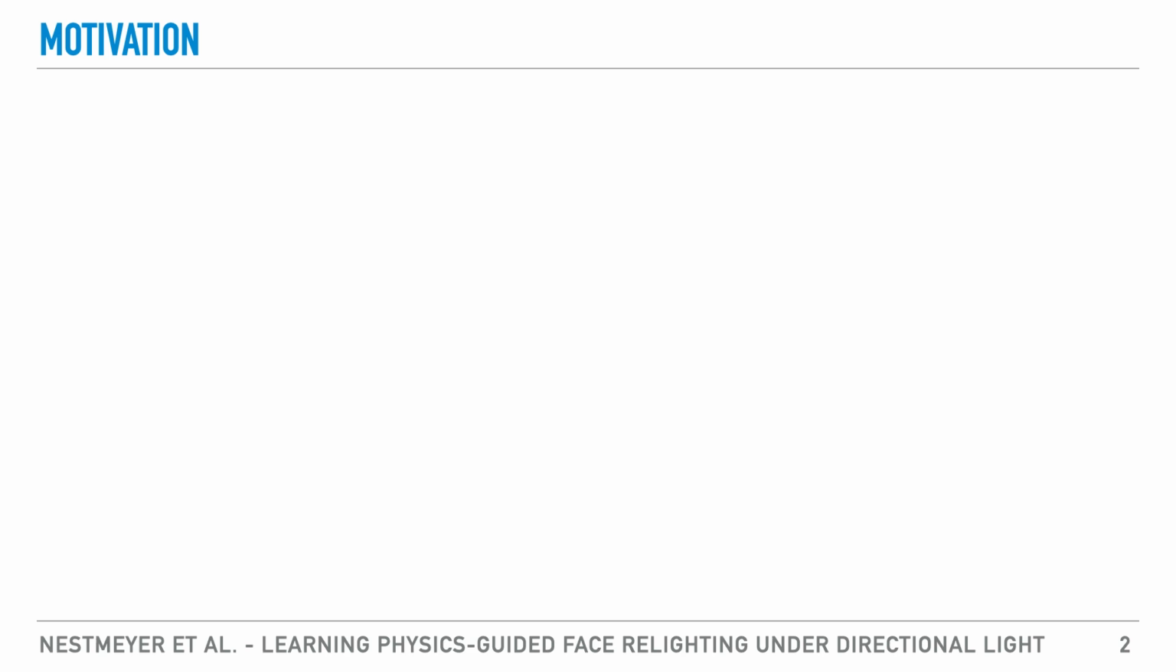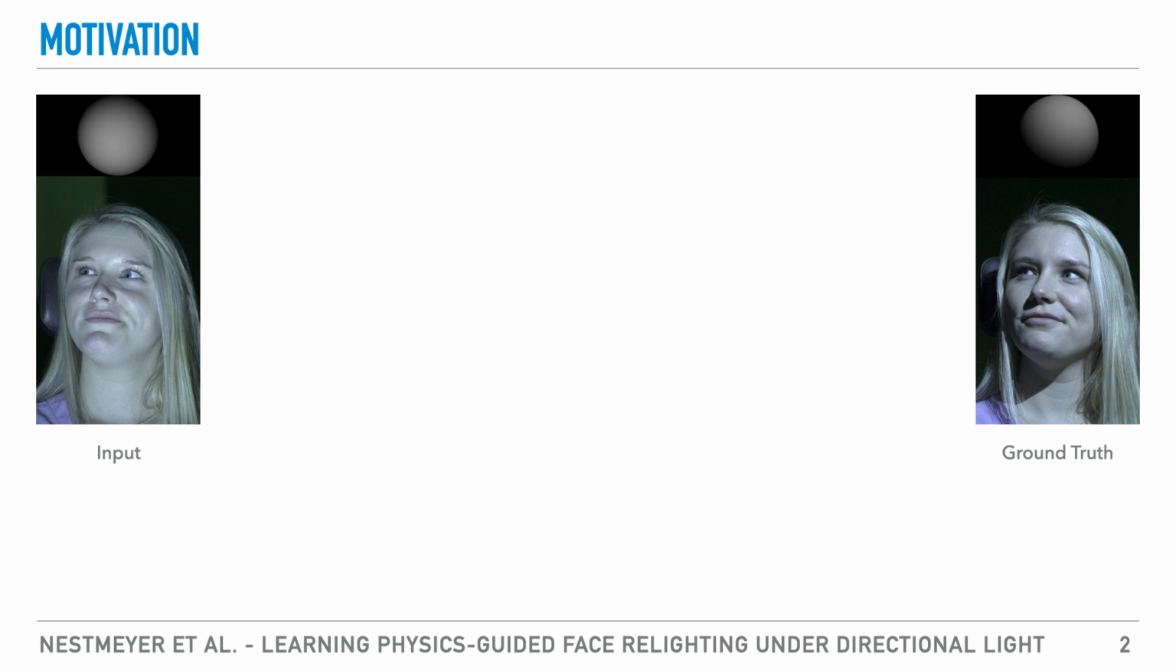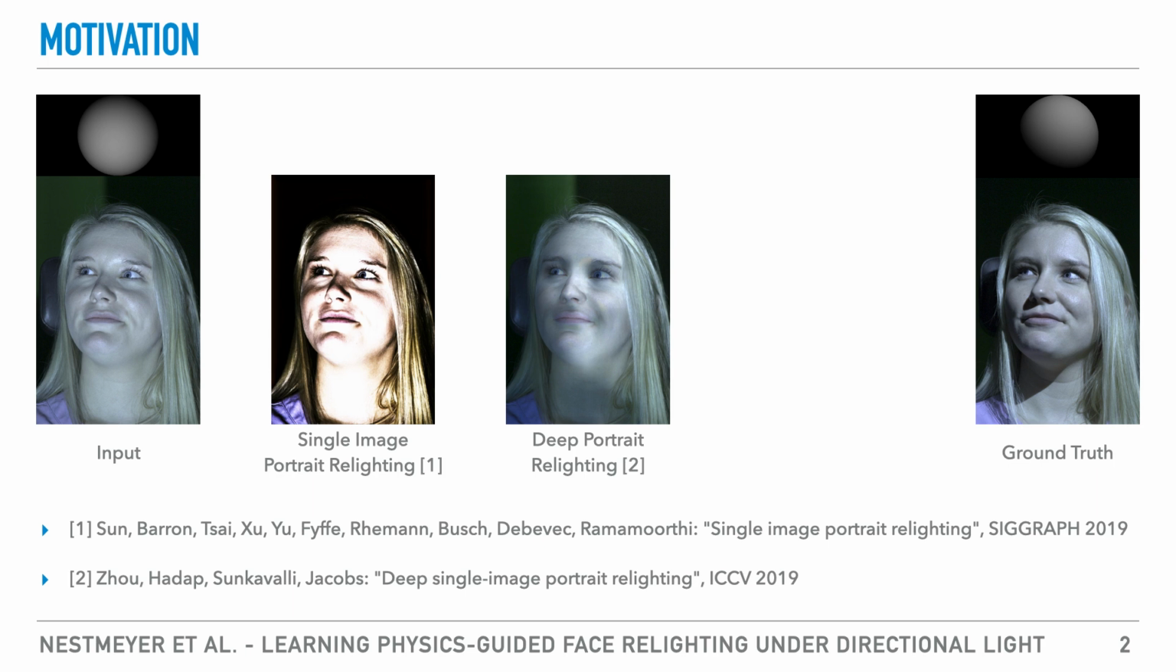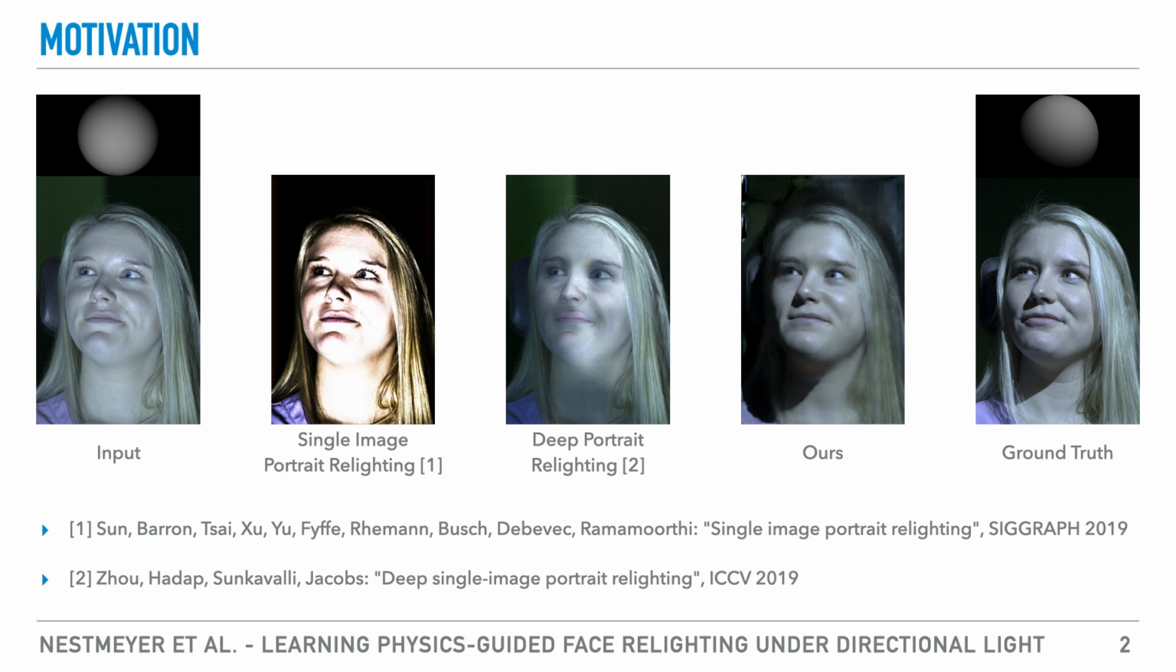Recent works achieve impressive relighting results but are all limited to smooth lighting. When relighting from one directional light to another, they do not perform well. For example, the methods single image portrait relighting and deep portrait relighting both fail to show realistic relighting effects such as cast shadows. Our method, employing a directional light representation, does not require assumptions of smooth lighting, but still allows us to generalize to arbitrarily complex output lighting.